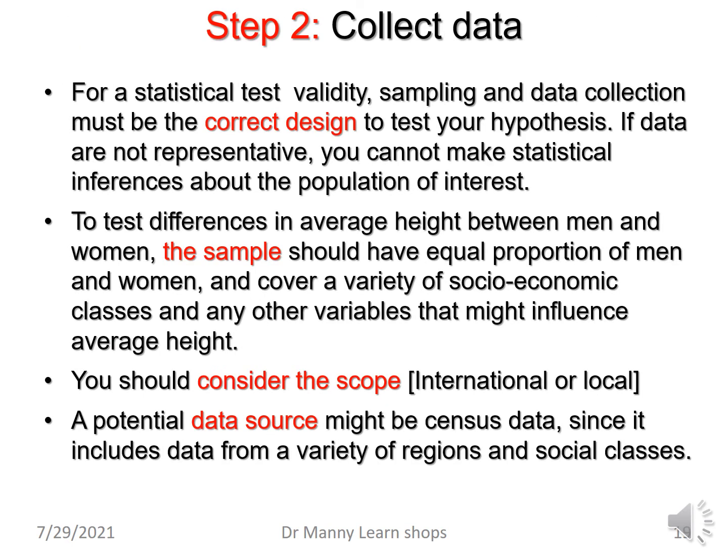Step 2 is to collect the data. So for a statistical test to be valid, sampling and data collection must be the correct design to test your hypothesis. If the data are not representative, you can't make a statistical inference about the population of interest. To test the differences in average height between men and women, the sample should have equal proportions of men and women and cover a variety of socio-economic classes and any other variables that might influence average height. You should consider the scope, whether international or local. A potential data source might be census data, since it includes data from a variety of regions and social classes.